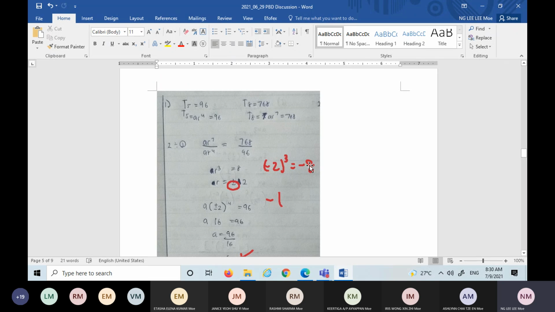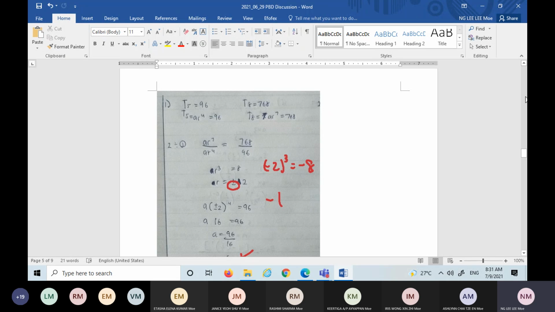The first question is a little bit different from the example, because here the R is power 3. If R to the power 3 is 8, the R cannot be positive and negative 2. The R can only be 2. This is because when you take negative 2 to the power 3, the answer is negative 8, not positive 8. So for this case, the R is 2 only.